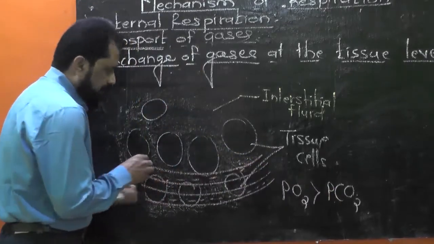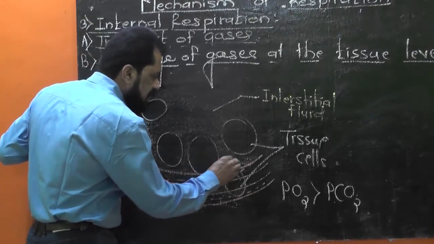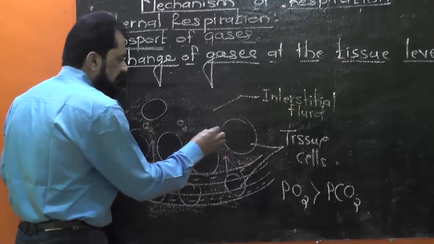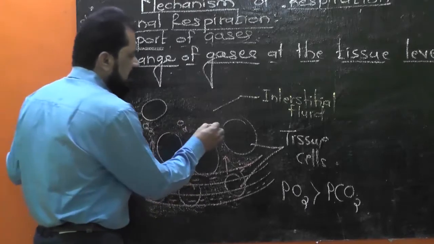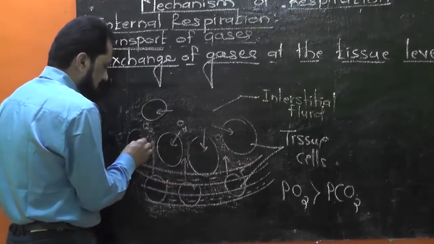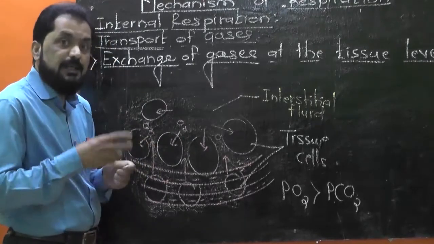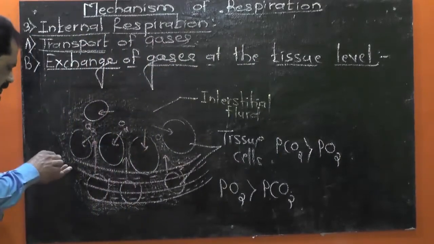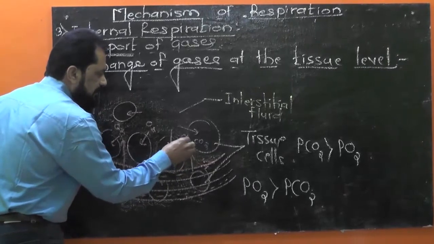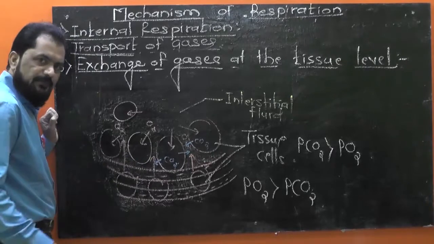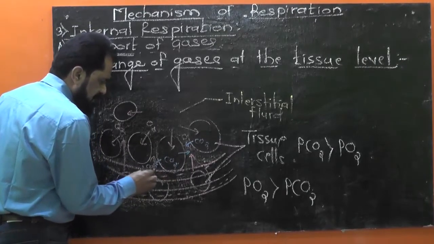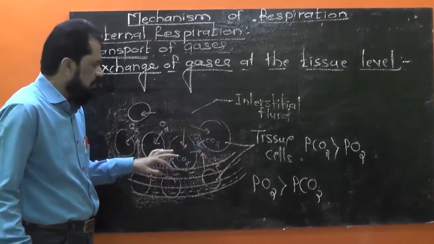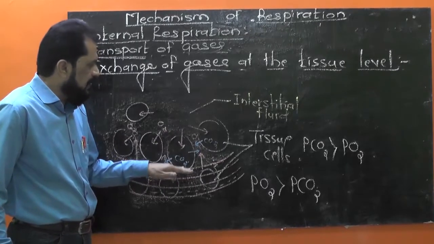Therefore, the oxygen from this capillary blood diffuses into the interstitial fluid, and from the interstitial fluid the oxygen enters into the tissue cells. In the same manner, in the tissue cells, as carbon dioxide tension is more than oxygen tension, the carbon dioxide from tissue cells diffuses out into the interstitial fluid, and from the interstitial fluid that carbon dioxide enters into the blood capillaries. In this manner, at the level of tissue cells, there occurs the exchange of O2 and CO2 between the capillary blood and the tissue cells.